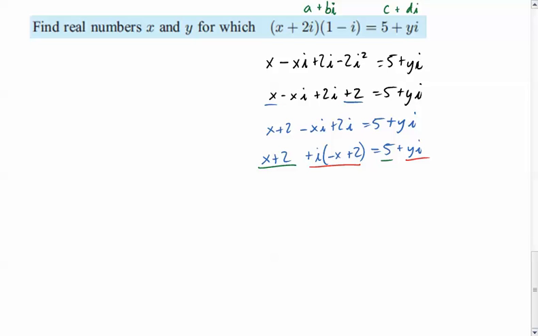And so I can write two equations essentially where x plus 2 equals 5 and where negative x plus 2 equals y. I can easily solve for x right here, so subtract 2, x equals 3, and then I can solve for y over there because now that I have x equals 3, it's just negative 3 plus 2, and so negative 1 equals y. We have managed to solve for x and y.